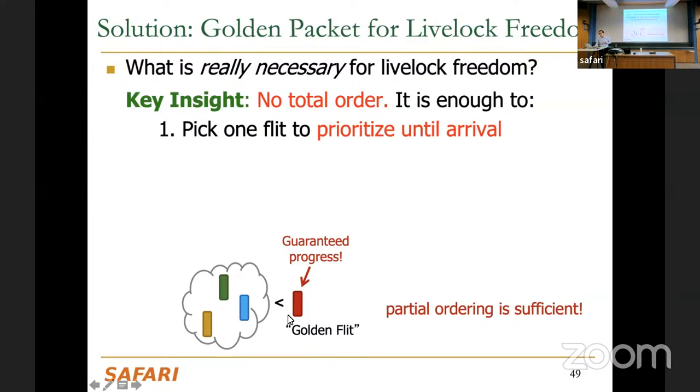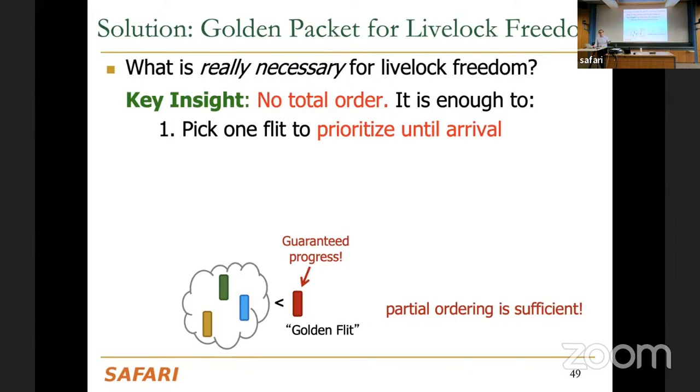Basically, pick one flit as the golden flit. Every router recognizes that it's the highest priority flit and prioritizes it until arrival. Among other flits, you don't care. Why need a total order over here? You don't care, basically. What we're trying to do is to be as simple as possible, and I will argue that this is the simplest thing you can do. That's a challenge also for people who may be motivated by challenges.